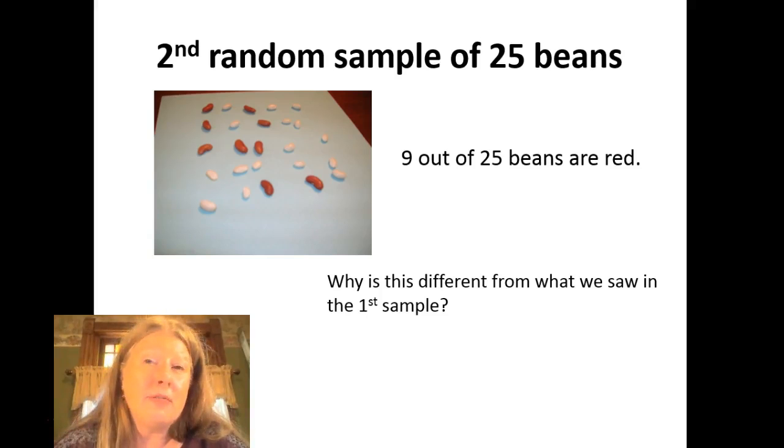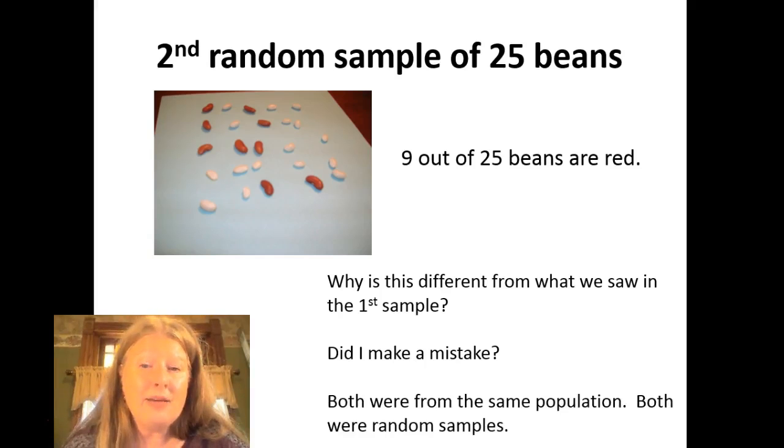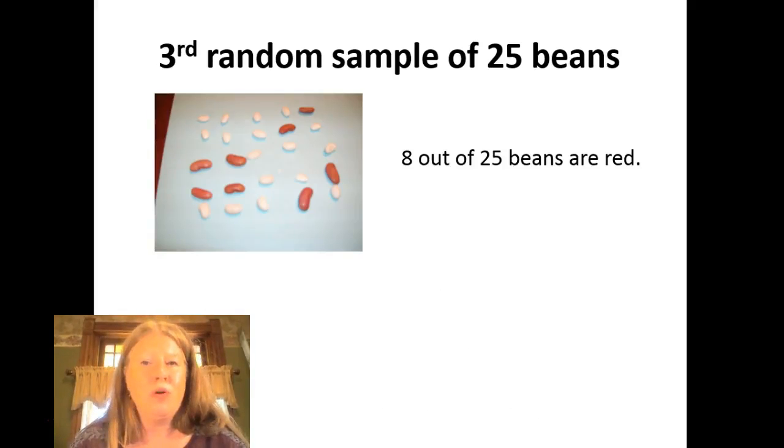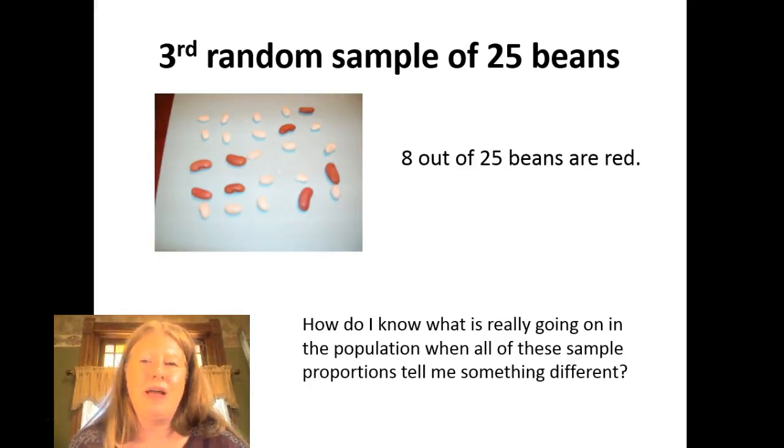Again, why is this different from the first? Did we make a mistake? Hopefully you're thinking about the fact that just by chance we're going to get different things. Each time we sample, we're going to get a different collection of beans and we're going to have different results. So this is expected. We didn't necessarily make a mistake. We expect to see differences from sample to sample. One more here. Now I get 8 out of 25.